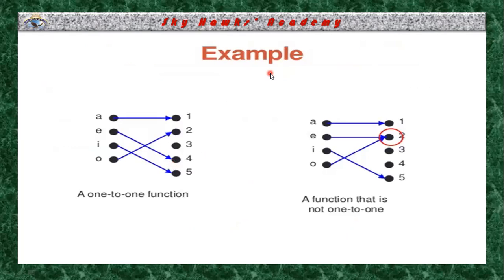Here are a few more examples of a one-to-one function. Look at this. Although things are slightly different from here, we can say that A is going to 1, E is going to 4, I is going to 5, and O is going to 2.